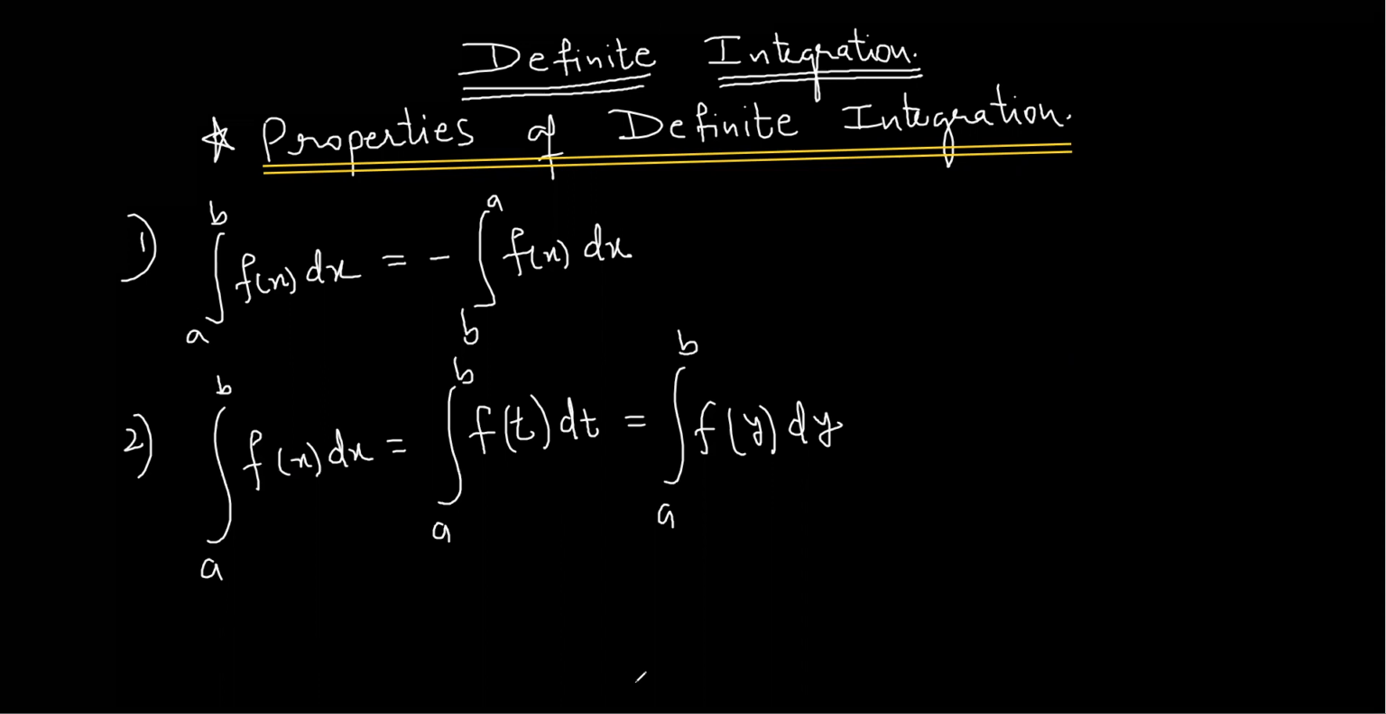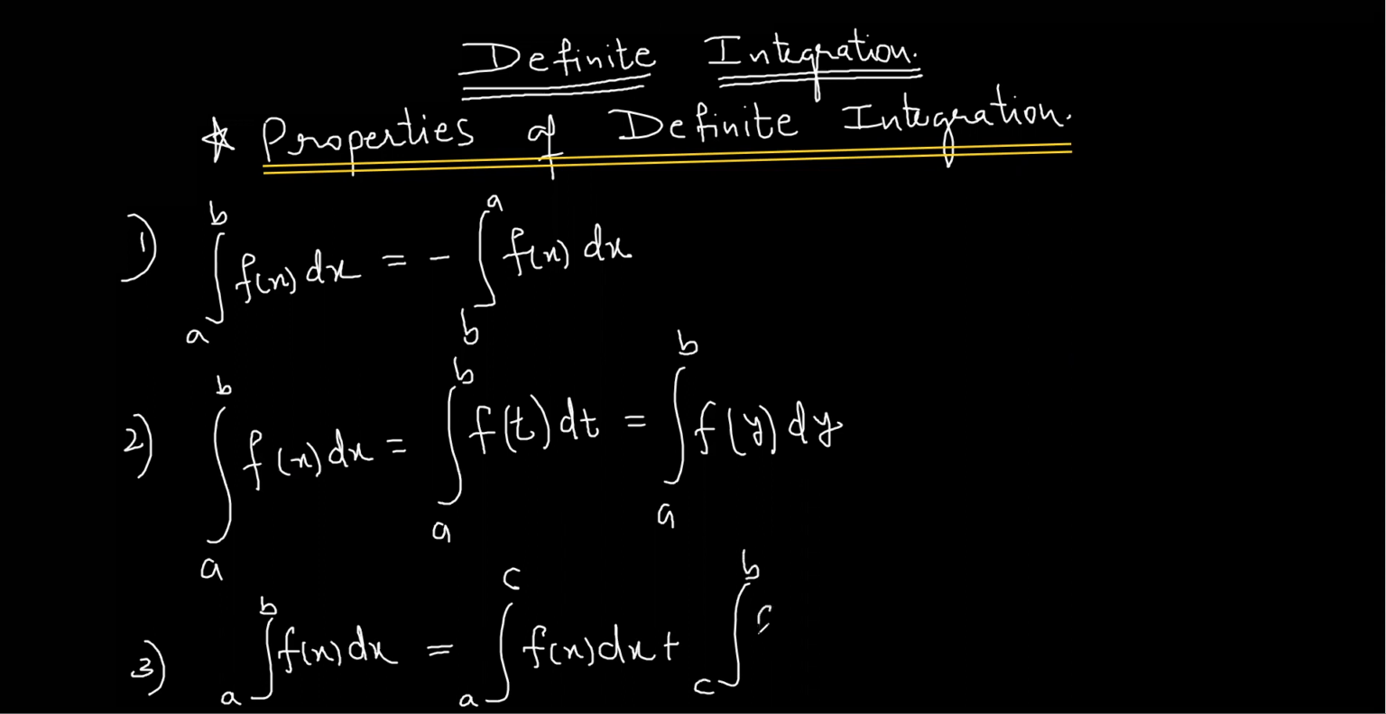See, property number 3 is a to b f of x dx can be written as a to c f of x dx plus c to b f of x dx. Okay, that is a single integral. Here on the left you have a single integral which you wrote as the sum of two integrals, that is a to b. You wrote a to c and c to b.